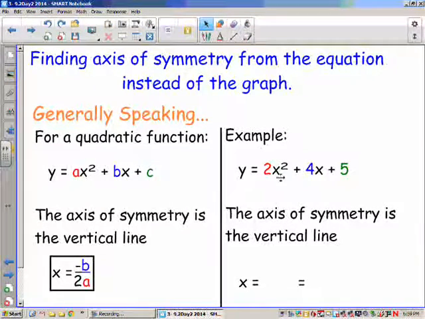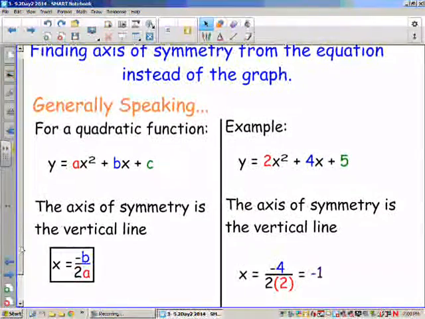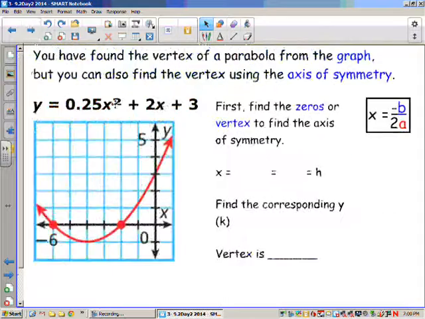For example, if we had y equals 2x squared plus 4x plus 5, the axis of symmetry is going to come from doing negative b, which in this case is positive 4, so negative 4 over 2 times a, which is 2. If you do the math there, 2 times 2 is 4, so negative 4 over positive 4, x equals negative 1. All right, that gets us our axis of symmetry.